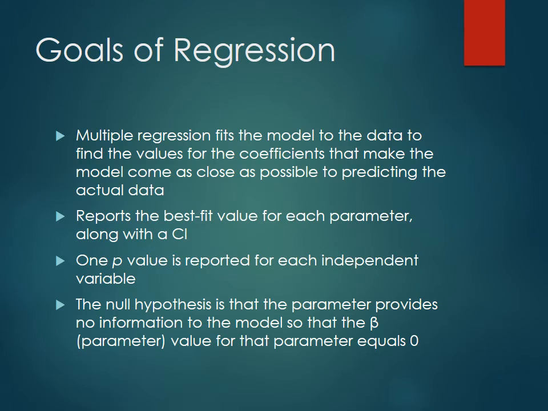So when you do the multiple regression, we're fitting the model to the data they had in those 900 some odd patients, and then getting the values, so those coefficients, to make it so that the model comes as close as possible to predicting the actual data. So basically they're getting that best fit line that they can determine based on the data that they're seeing here.